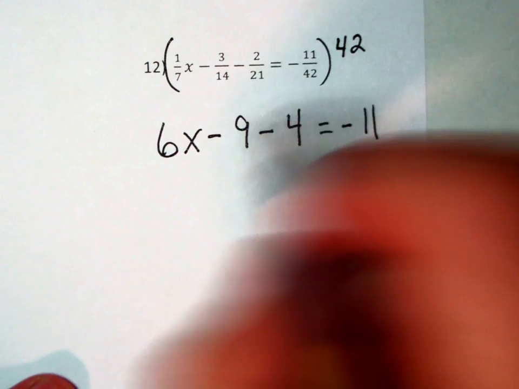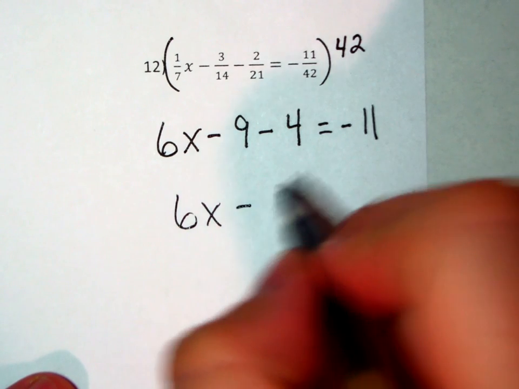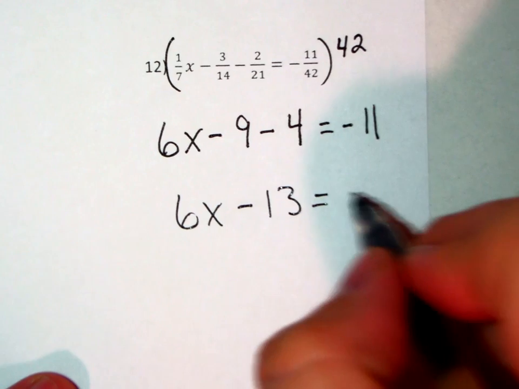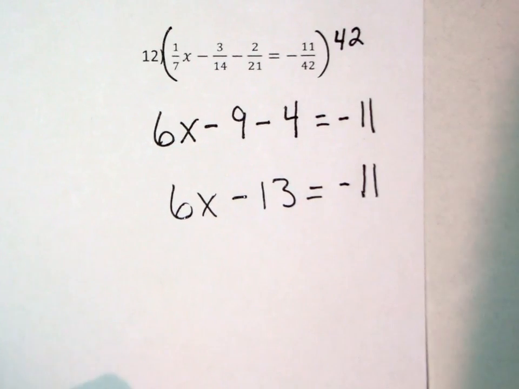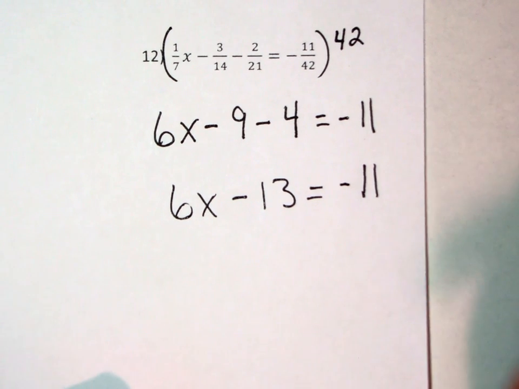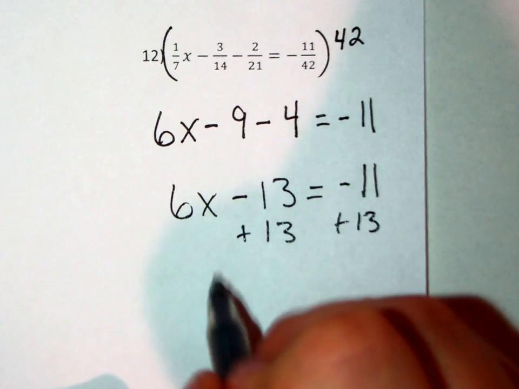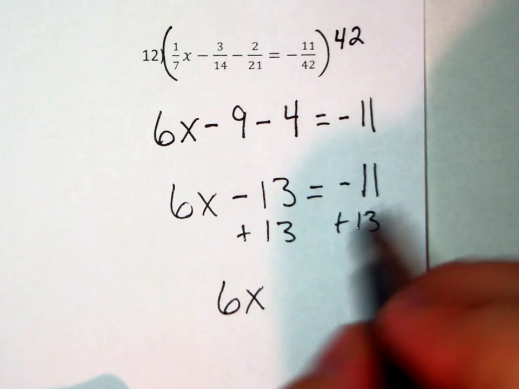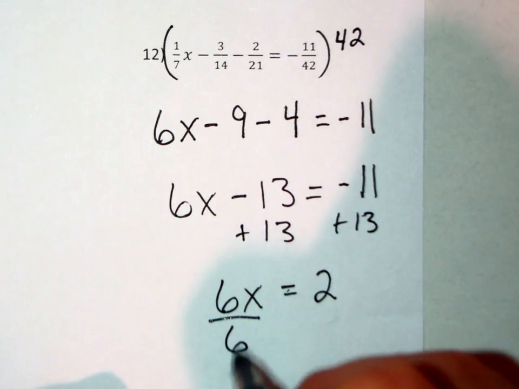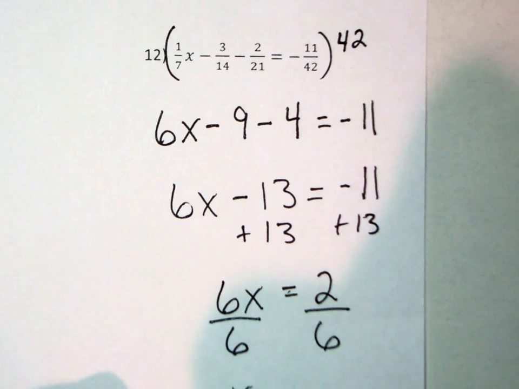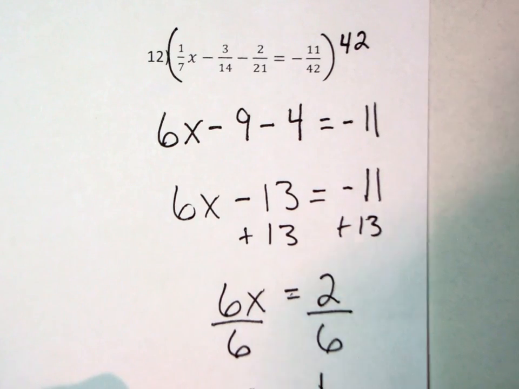Now we can combine some terms. 6x minus 13 equals negative 11. Now we're down to a basic two-step equation, which is the advantage of clearing fractions. So add 13 to both sides. 6x equals 2. Divide both sides by 6, and x will equal 2/6, or we simplify that down to 1/3.